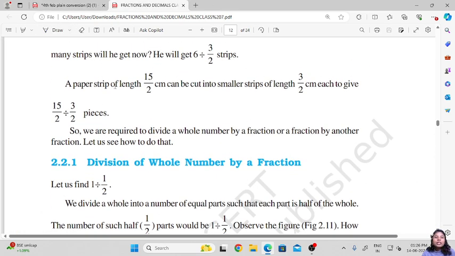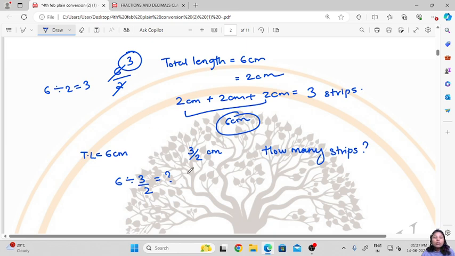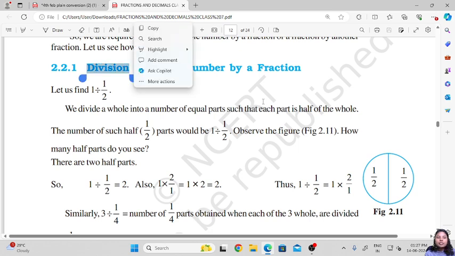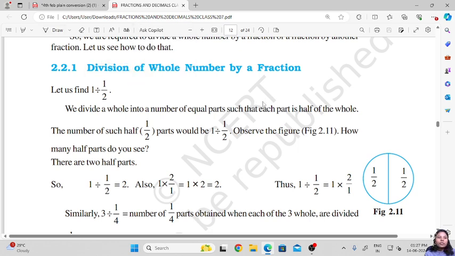So the paper strip of length 15 cm can be cut into smaller strips of length 3 by 2 cm each. Now we have to figure out how to solve such kinds of fractions. That is division of a whole number by a fraction. In this case it is very important to read this statement carefully. It says division of a whole number by a fraction.